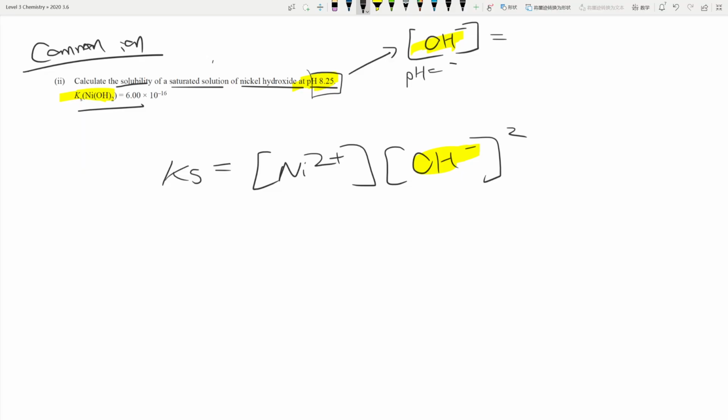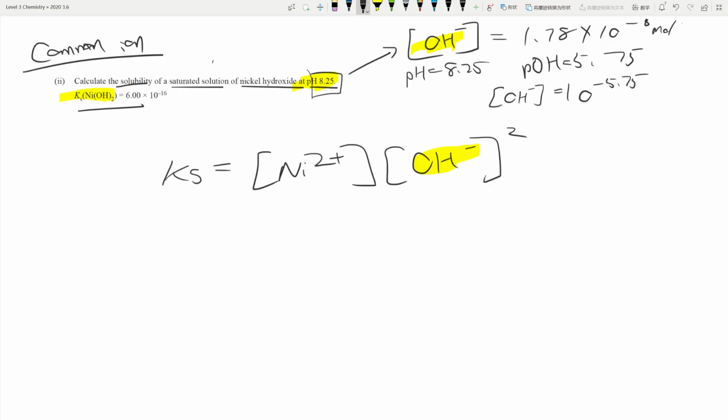If pH equals 8.25, that means pOH equals, I'm doing this on the internet, so I better not do it wrong, 5.75. That means we can calculate the OH- concentration by using 10 to the power of negative 5.75, and the answer is 1.78 times 10 to the power of negative 6 moles per liter. Okay, so this is what we do. So we know Ni2+ multiplied by the OH-. You just substitute it in here.